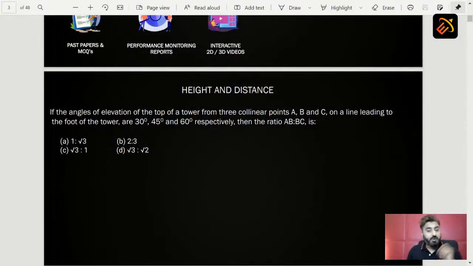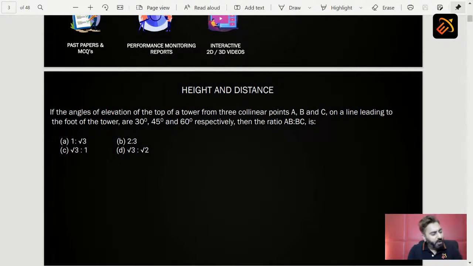So students, coming back to our topic, heights and distance, let's solve a few MCQs. And what are our questions? The first question is, if the angles of elevation of the top of a tower from three collinear points A, B, and C on a line leading to the foot of the tower are 30 degree, 45 degree, and 60 degree respectively, then the ratio AB is to BC is what? Let's check our options first.